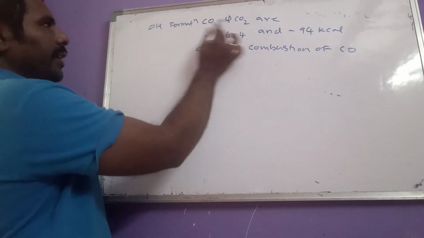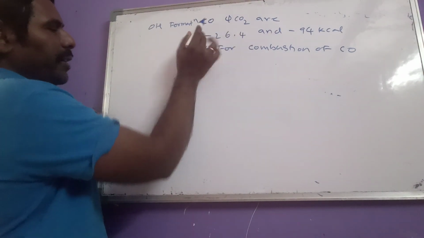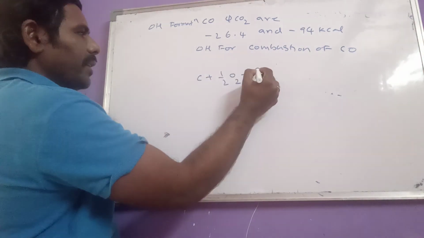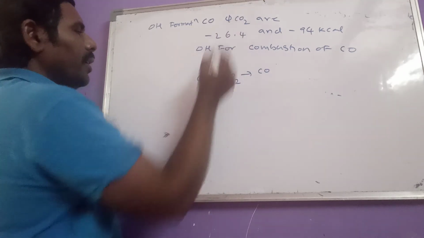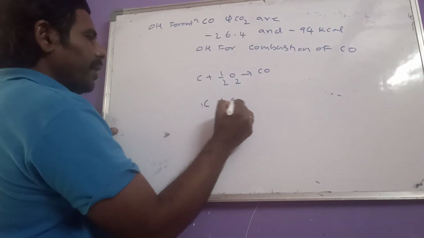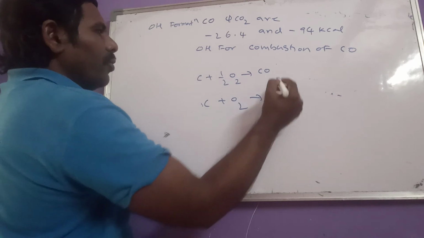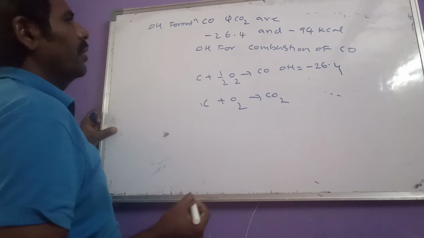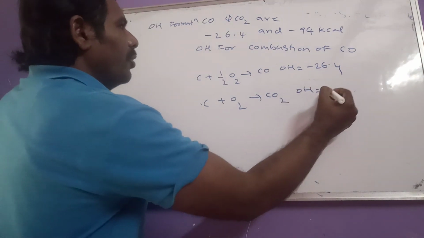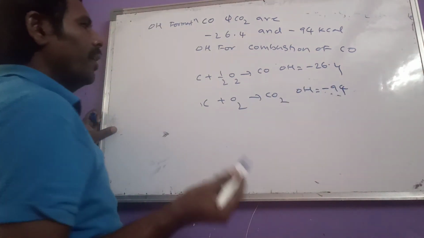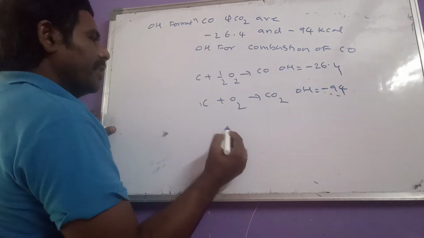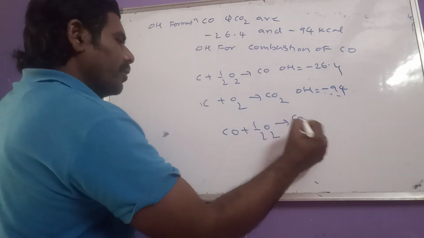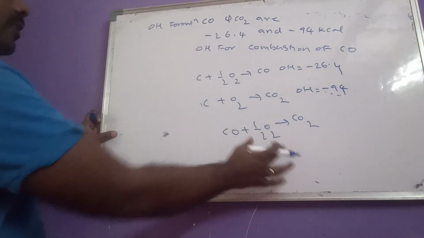First, let us write these equations. Heat of formation of CO means we write the equation from the constituent elements: C plus half O2 gives CO, delta H minus 26.4. CO2 means C plus O2 gives CO2, delta H minus 94. We need the heat of combustion expression for CO: CO plus half O2 gives CO2. We need to get this equation.